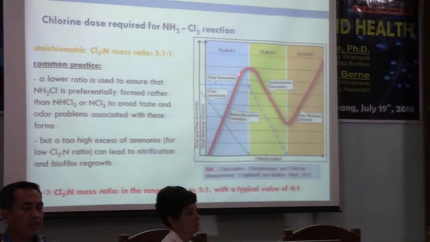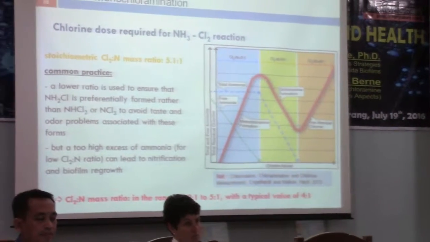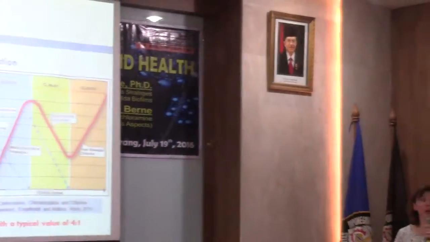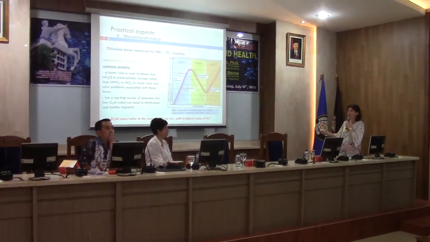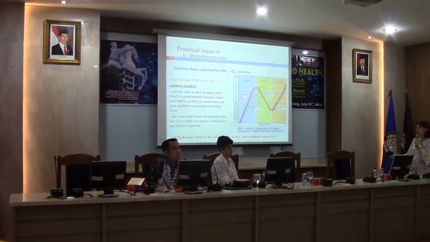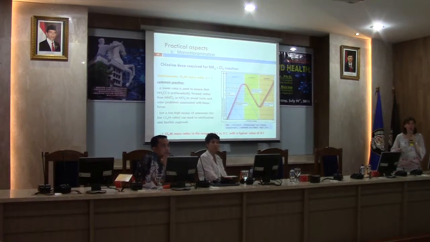of the curve to form monochloramine. And from an industrial point of view, it is more interesting to speak about mass ratio instead of molar ratio. So the ideal ratio to form only monochloramine, but not dichloramine or trichloramine, is the value of 4 to 1, expressed in chlorine to nitrogen mass ratio.